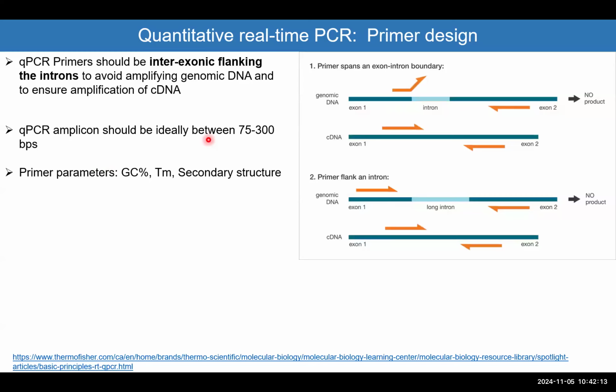So these two parameters are added on top of what we already know and have to take care of in terms of primer design. We still have to make sure that the GC content, the melting temperature, and the secondary structure of these primers are okay. On top of that, they should be specific to exons, and the space between these two for an amplicon does not exceed 300 base pairs. So that's how you design a primer for a qPCR compared to general PCR.